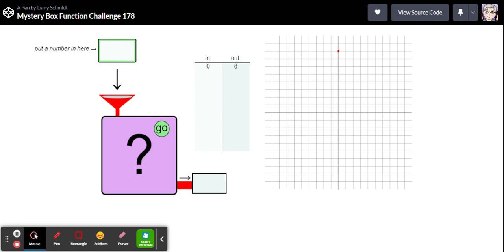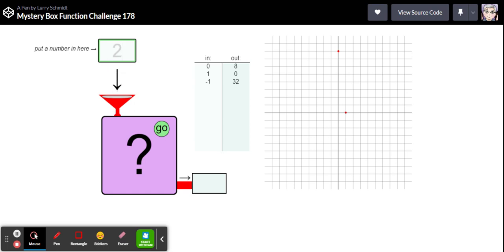Okay, so 0 gives us 8. How about a 1? And 1 gives us 0. Okay, and how about a negative 1? Oh, so negative 1 gives us 32. That's way off the graph. Let's keep going to the right then.